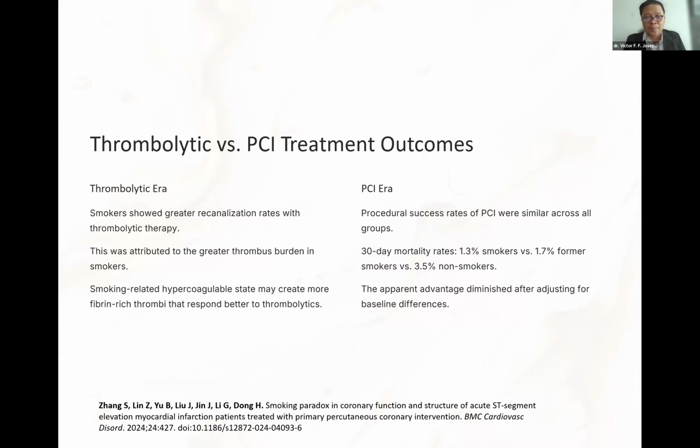Smoking-related hypercoagulable state may create more fibrin-rich thrombi that respond better to thrombolytics. The apparent advantage diminished after adjusting for baseline differences. This was reported by Zhang, Lin, Yu et al. in BMC Cardiovascular Disorders 2024.